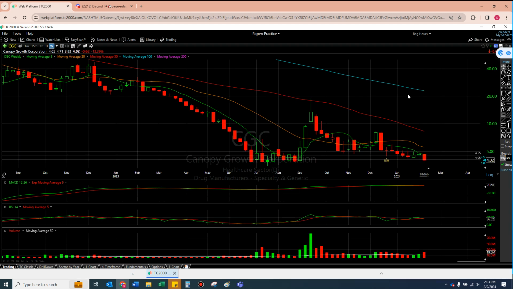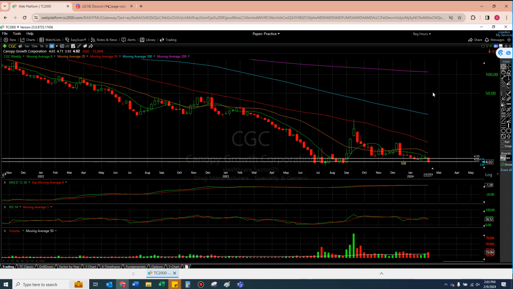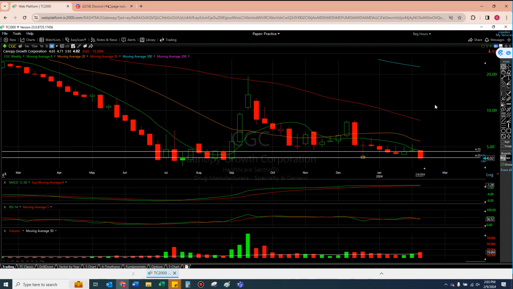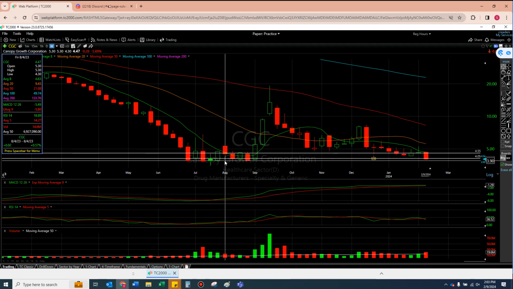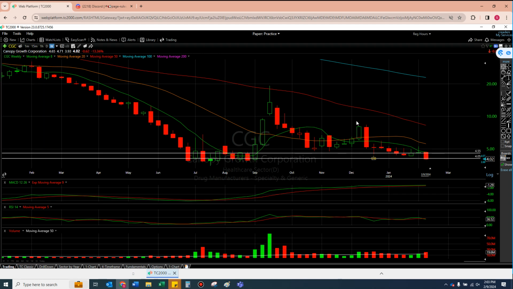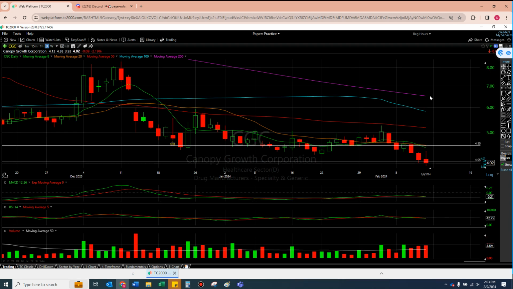Sorry, I clicked on the wrong thing. On the weekly, obviously, if you're under all the moving averages on the daily, you're going to be under all the moving averages on the weekly. This just screams, what line are you? 392. I think 390 is the last prayer for CGC. After that, it becomes 20% loss after 20% loss after 20% loss.